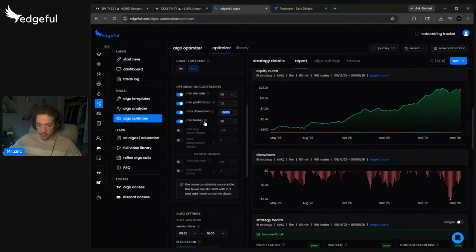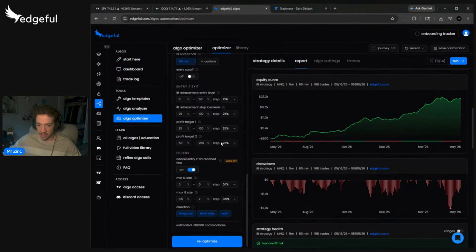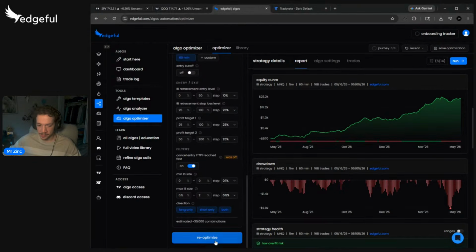Yep. And the parameters I have to this is entry level is 0 to 50% with a max entry at 10%. Stop loss is 100% of the IB with a max stop loss at 25%. Profit target 1, profit target 2. I do not have profit target 2 activated. And then cancel entry if TP is reached. So you can turn that on.